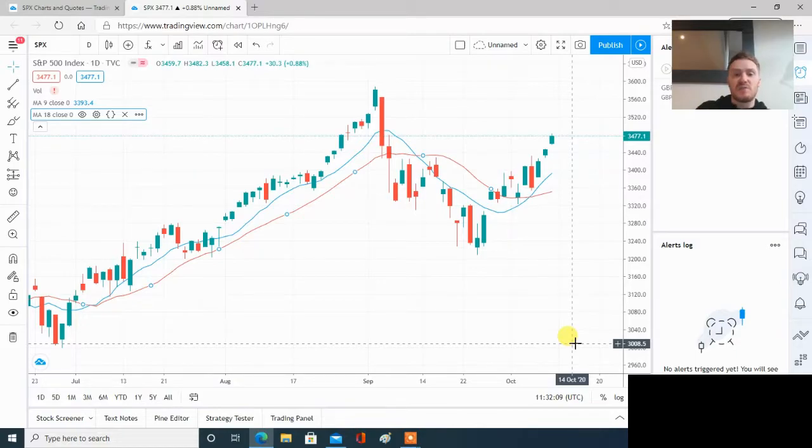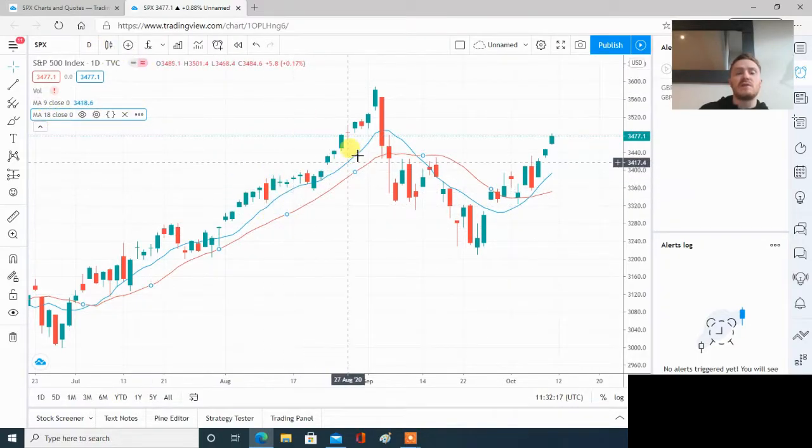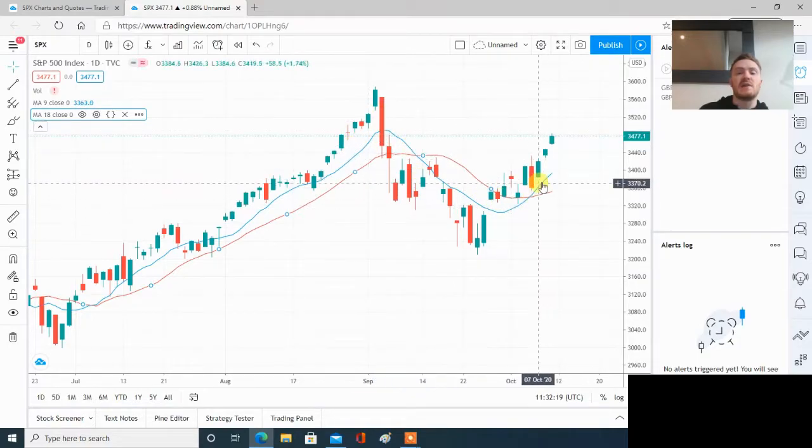So I've just picked any old kind of moving average here to start us off. This is the moving average 9 and the moving average 18. People quite often use these to generate buy and sell signals, day traders. I've picked this chart, the SPX, so it's just the S&P 500, just so I can talk you through these.